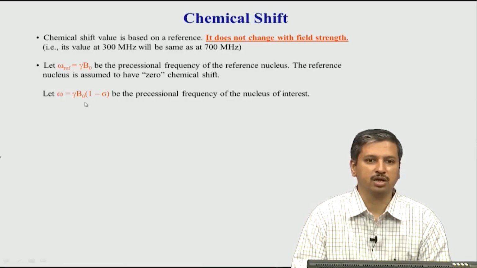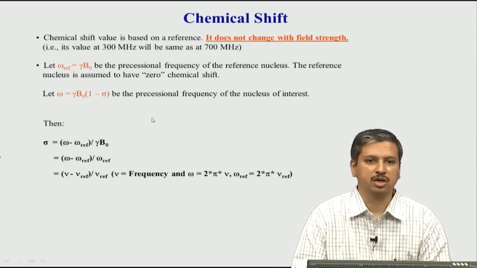This is how it looks. Now the molecule of interest, the molecule we are trying to study, will not have a 0 value; it will have some chemical shift shielding factor, denoted like this. So you have omega equal to gamma B0 into 1 minus sigma, and this is the precessional frequency of the nucleus of our interest. If you subtract these two equations, a simple mathematical operation, and rearrange to get sigma, the sigma can now be written like this.